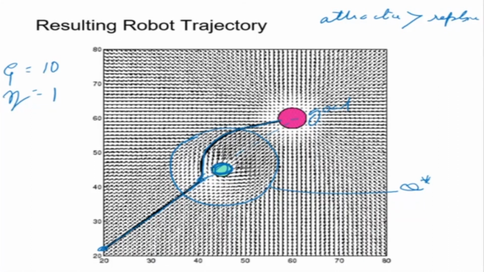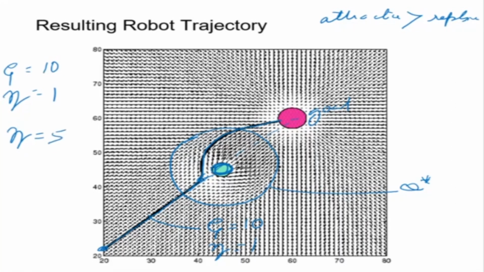And suppose we get this path for zeta equal to 10 and eta equal to 1. Now suppose I increase eta, say eta equal to 2, or eta equal to 5, for example. What do you expect?